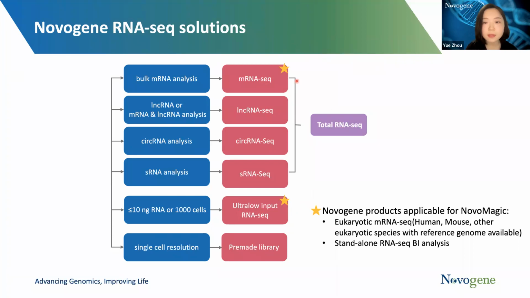If you're interested in any other kinds of RNA-seq analysis, please visit our website for other series of beginner's guides. And more precisely, there is a list of products that are applicable for NovoMagic, including the eukaryotic mRNA-seq for human, mouse, and other eukaryotic species with a reference genome available. And it's also okay if you have just a standalone RNA-seq bioinformatics analysis. That's also okay for using NovoMagic.